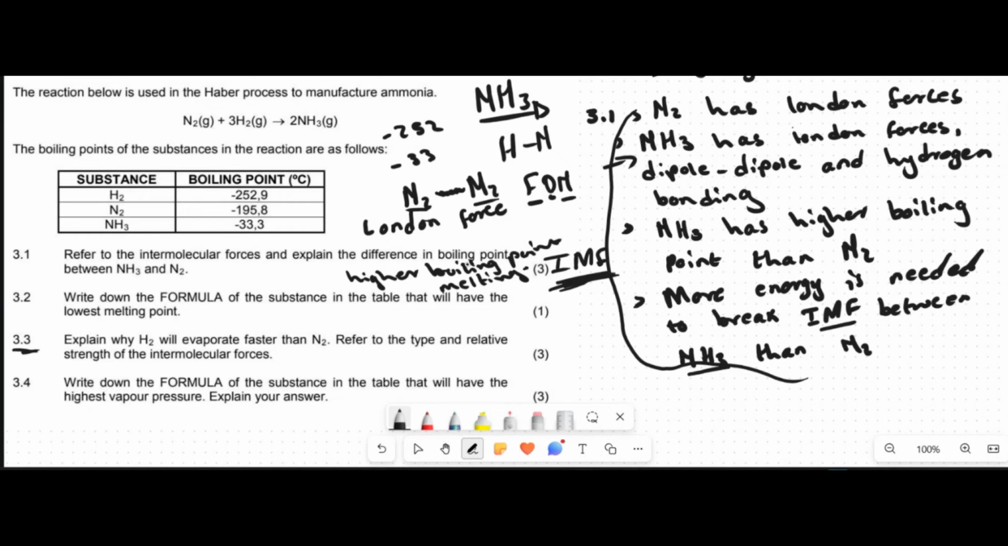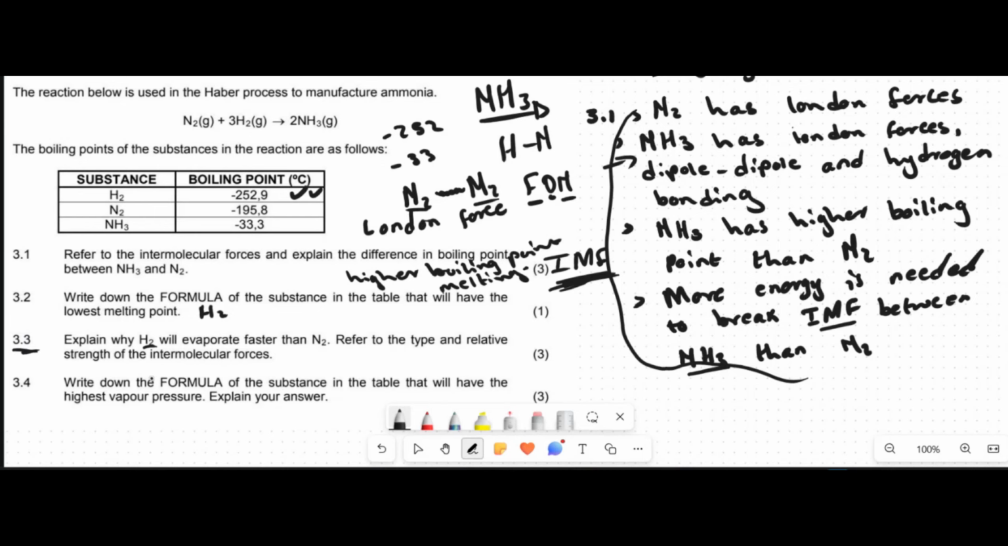H2. Yes, this one, H2, because it has the lowest boiling point on the table. We're just going to write H2. Now the question says, explain why H2 will evaporate faster than N2. Refer to the type and relative strength of the intermolecular forces.